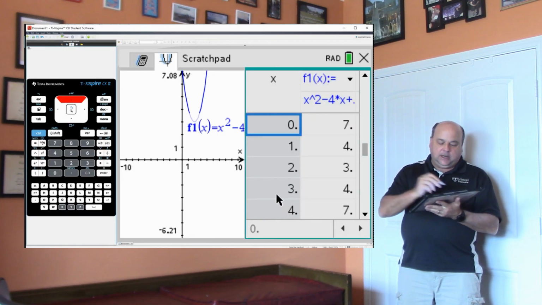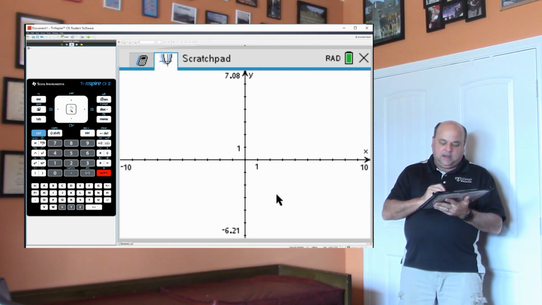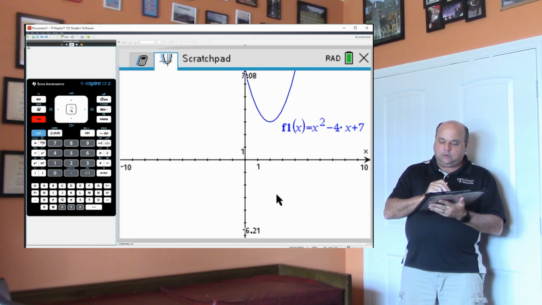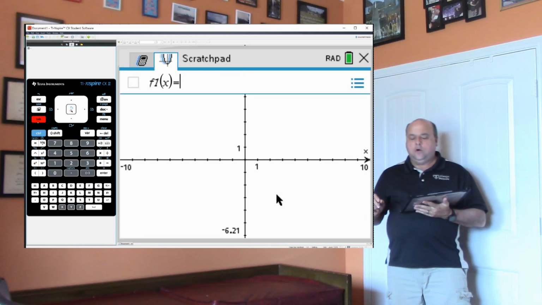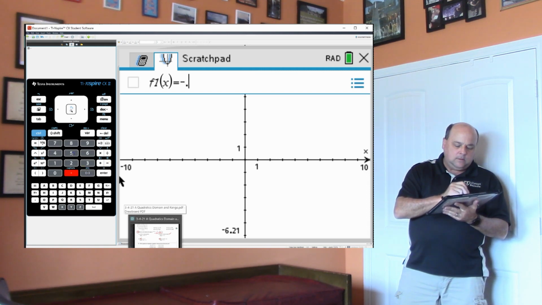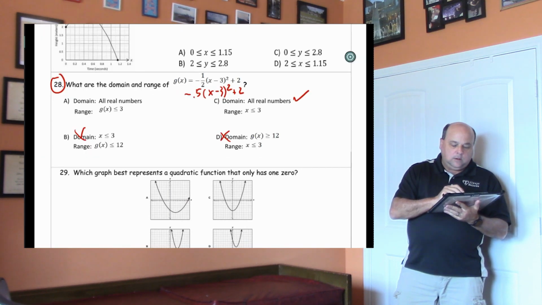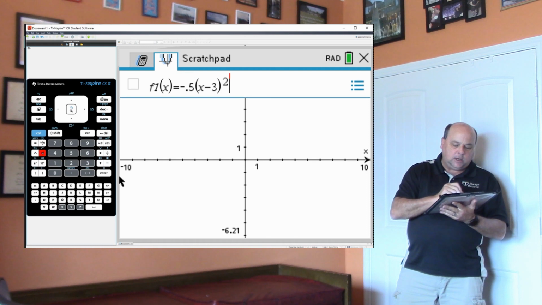So I'm going to go to the calculator, hit Control-T, hit delete, delete, delete. Hit Enter, then hit Tab. Not Control, hit Tab. Delete, delete, delete. Then hit Tab. Now I can graph. So it's going to be -0.5 parentheses x minus 3, close parentheses, squared, plus 2.